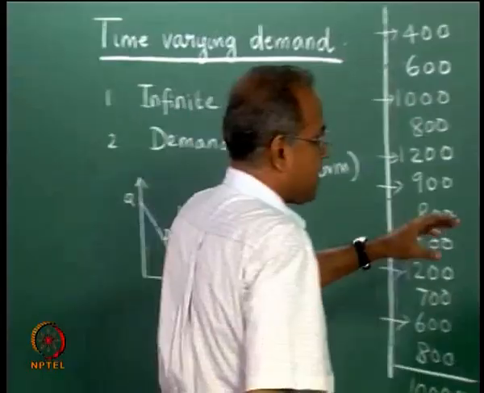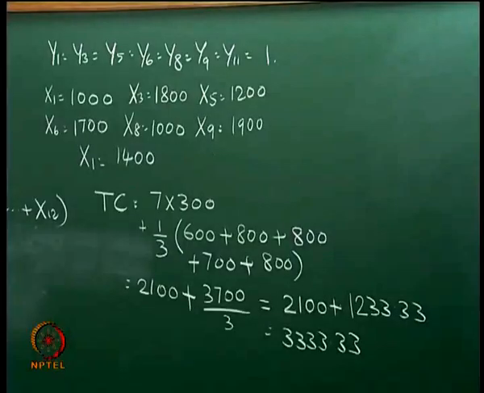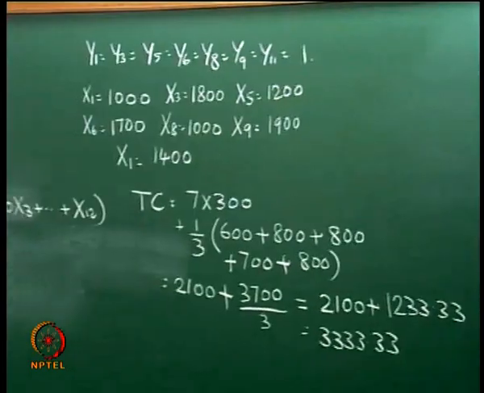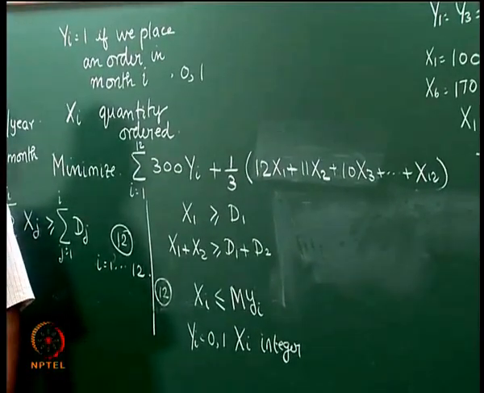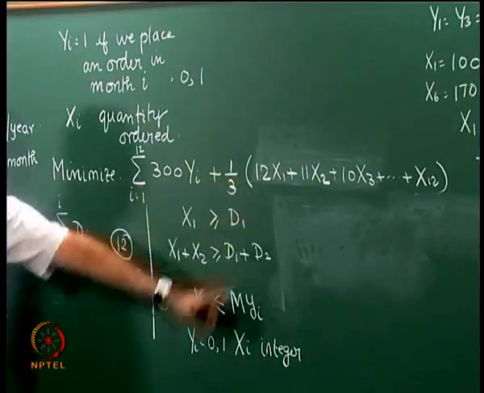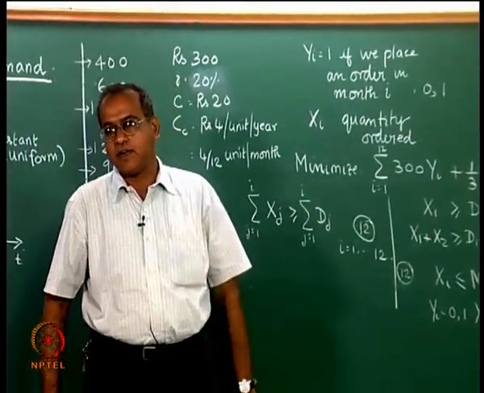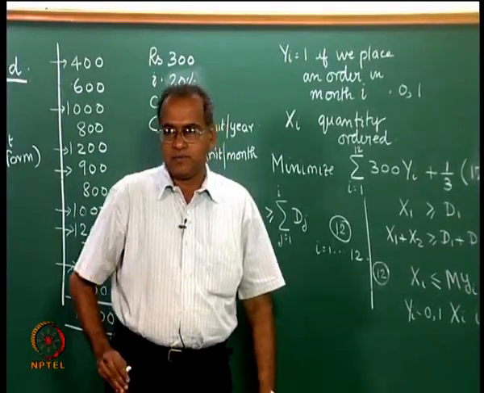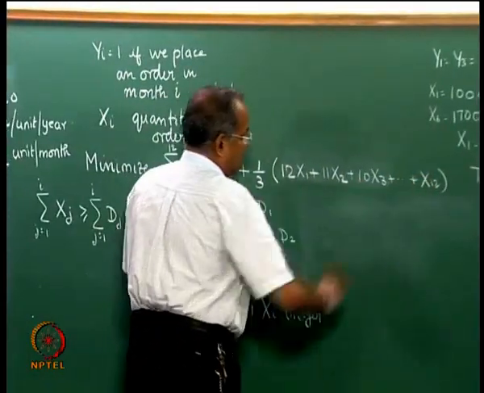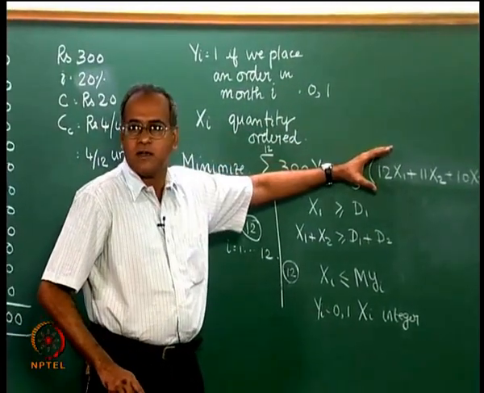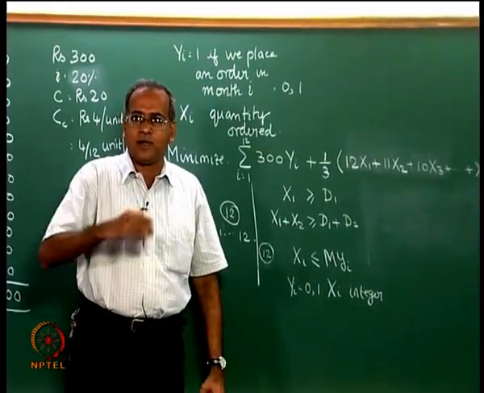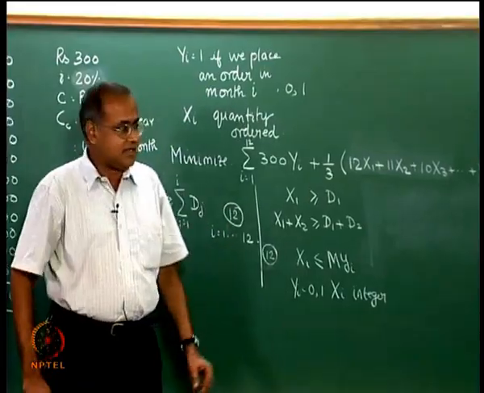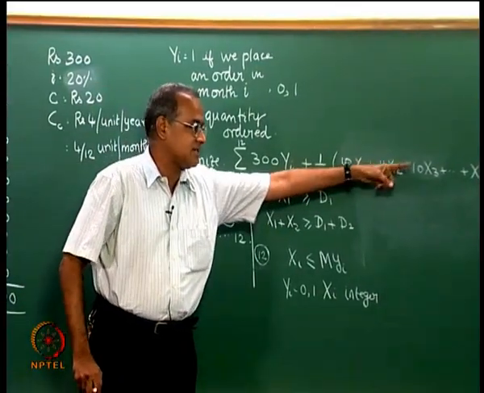So while writing this formulation, I had mentioned that the objective function has 2 terms. One is the order cost term and the other is the inventory carrying cost term. While writing the formulation, I mentioned that the inventory cost can be calculated either based on the ending inventory or based on the average inventory. Now this expression was written with the ending inventory in mind. So we defined I1, I2 up to I12 as the ending inventory in the 12 months, and then we simplified it to 12x1 plus 11x2 plus etc.